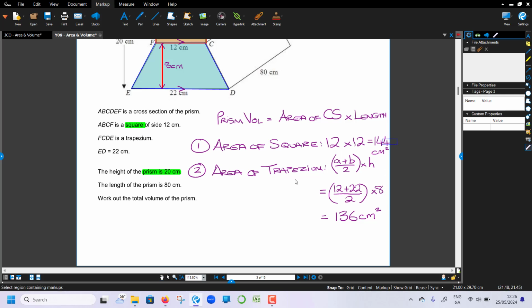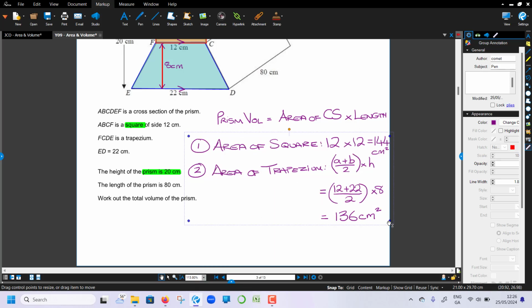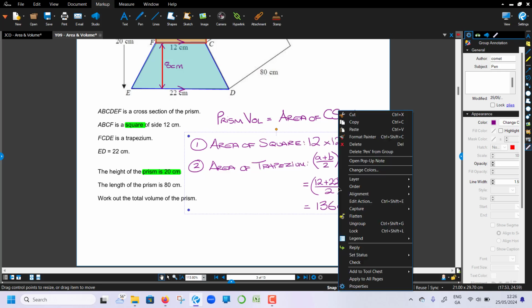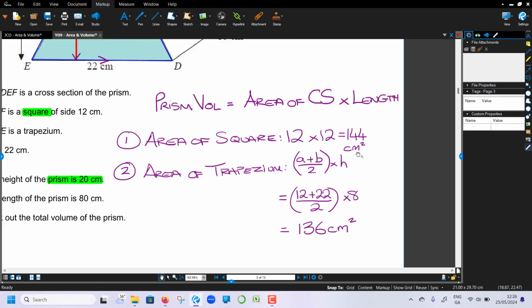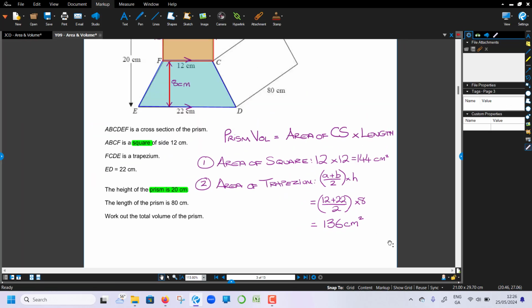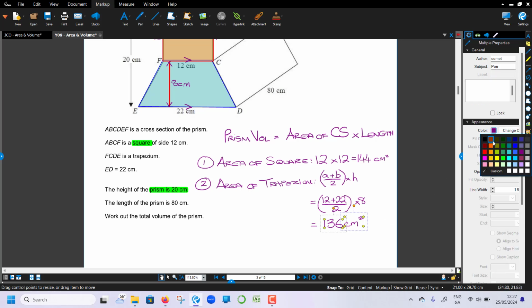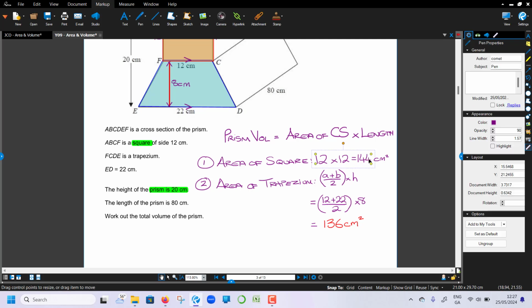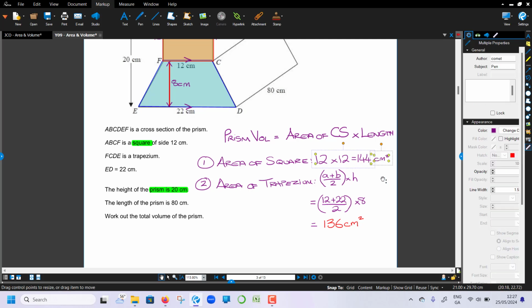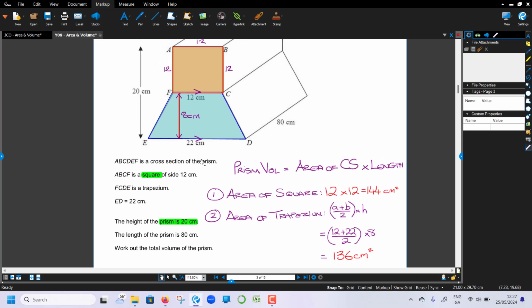So that's it. I'll tidy this up slightly because it's a bit congested. I'll just move that up here. All right, fine. There we go. So we know the area of the trapezium is 136 centimeters squared, and we know that the area of the square is 144 centimeters squared.